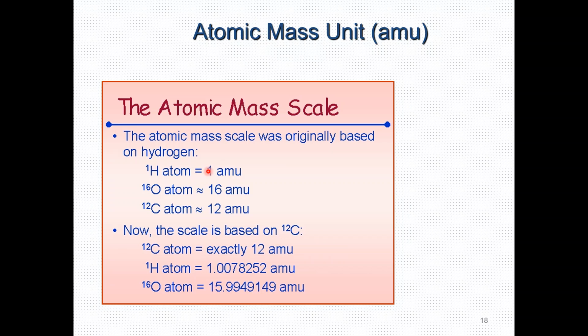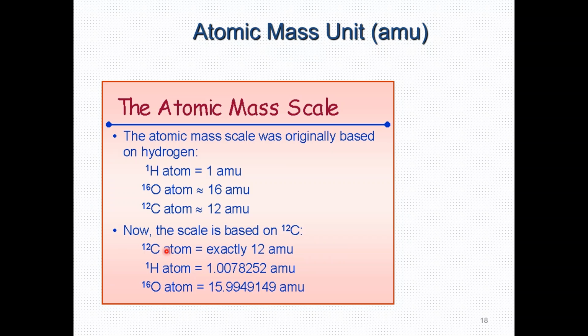Originally, when the AMU scale was designed, it was based on hydrogen. So based on the hydrogens, we had the scale like this. Now the scale has been revised and carbon 12 is used. Based on carbon 12, one carbon 12 atom is exactly equal to 12 AMU.